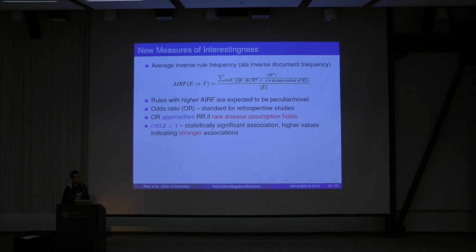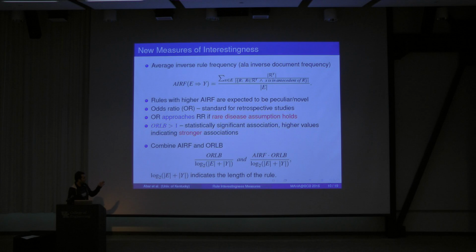Odds ratio is a very standard measurement of the rate of effective studies, and ratio approaches relative risk, rate of disease assumption tools, and all. Actually, we are using the odds ratio lower one, which also includes the standard error. If it is bigger than one, we are saying that there is a significant association between antecedent and consequent, and higher values indicate stronger associations.